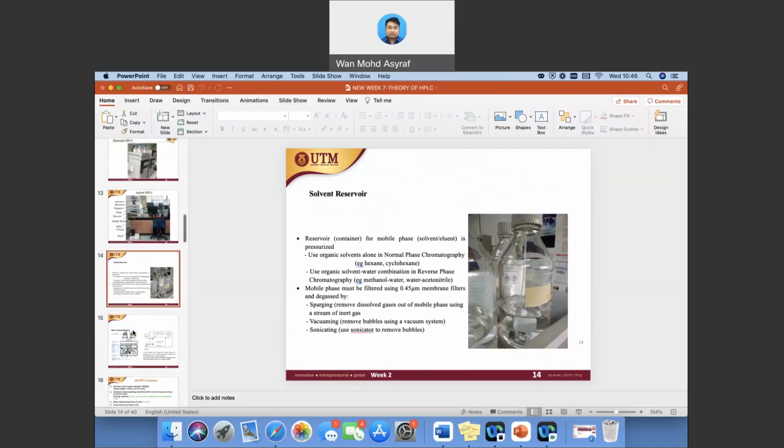So now we are going to look into each of them, as what we have looked at before for your spectroscopic instrument. Now we are going to look into each of the components of the instrument.